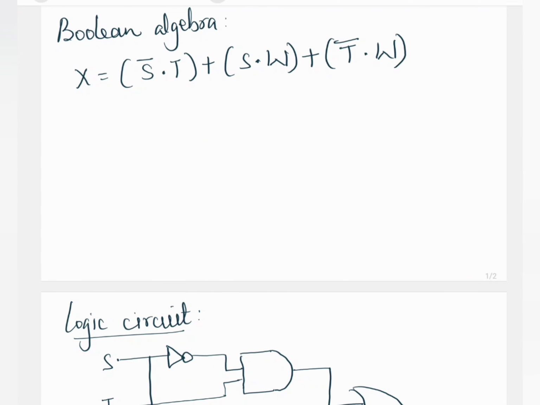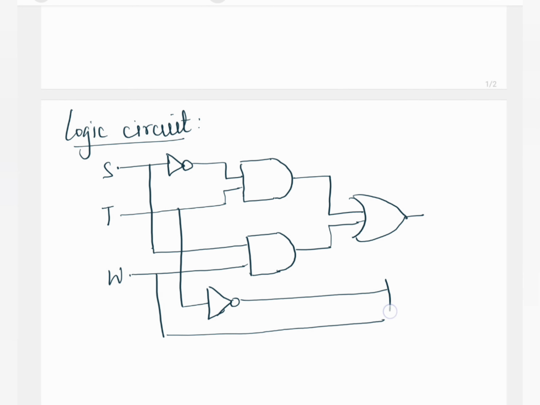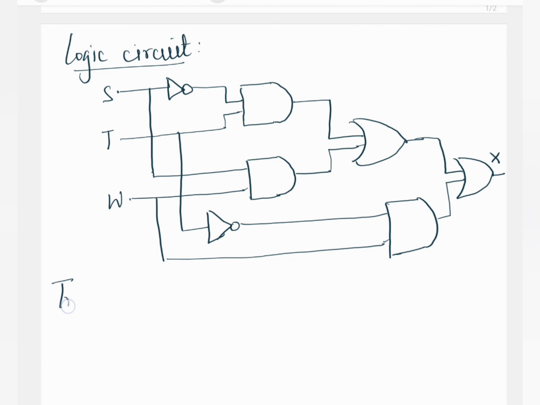So the third expression says not T dot W. To take the not T, you need to just make another little triangle over here. Not T, and then W you can take straight. And between the two, you have got the AND gate. This is combined with the previous OR gate to get the final OR gate as X. So this becomes the overall logic circuit. And now we are going to try and put a truth table together.